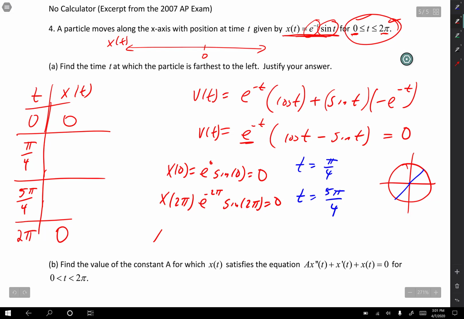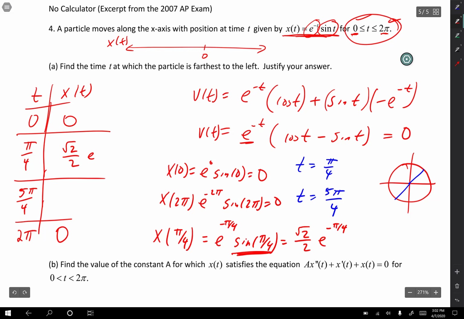All right, now let's do pi over 4. X of pi over 4 is e to the negative pi over 4 times sine of pi over 4. Sine of pi over 4 is going to be a positive number because that's square root of 2 over 2. So let's see, square root of 2 over 2, e to the negative pi over 4. So that's some positive number. Square root of 2 over 2, e to the negative pi over 4. So that's to the right of the origin, or to the right of 0.